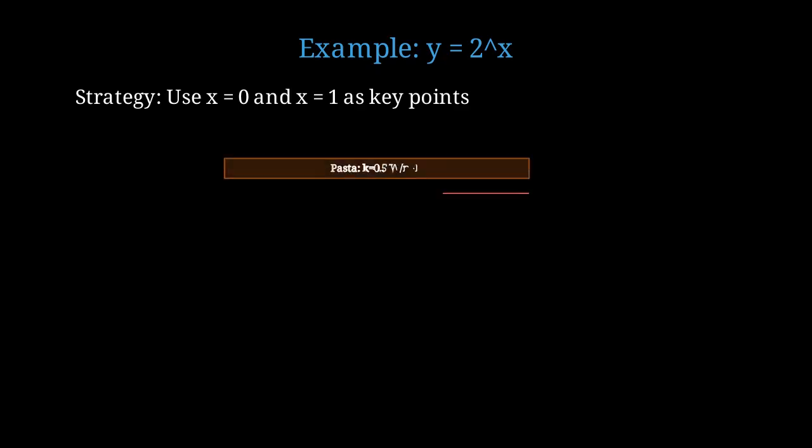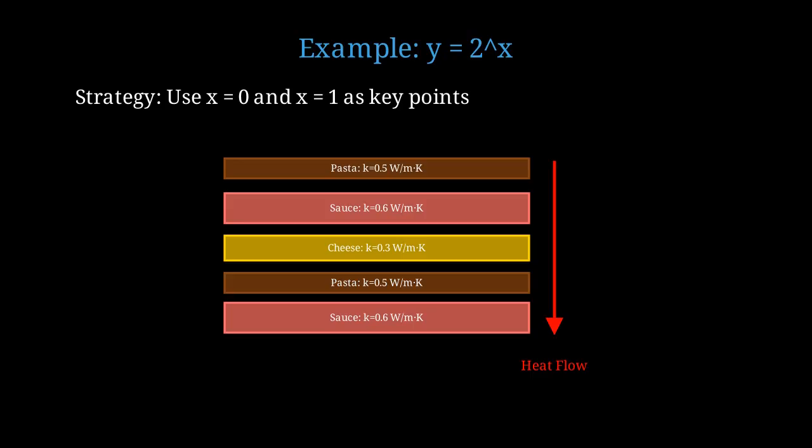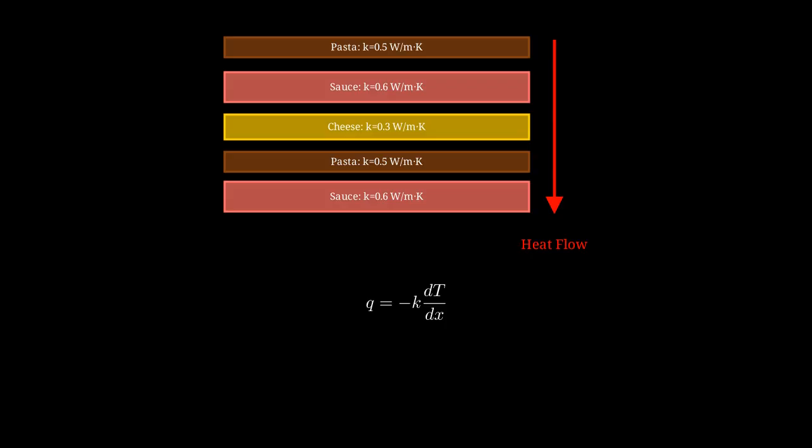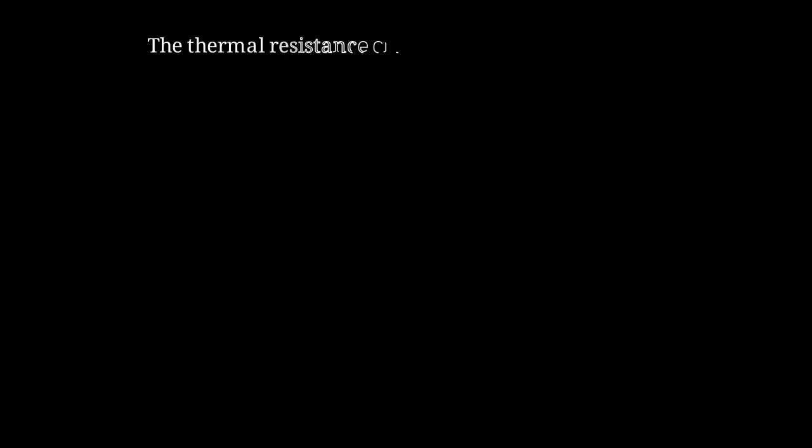This diagram illustrates the layered structure. Heat flows downward from the oven at approximately 180 degrees Celsius through these layers of varying thermal resistance. The heat flux is governed by Fourier's law, Q equals negative K times the temperature gradient, where Q is heat flux in watts per square meter, K is thermal conductivity, and dT by dx is the temperature gradient. Due to differences in thermal conductivity, significant temperature gradients develop across each layer.